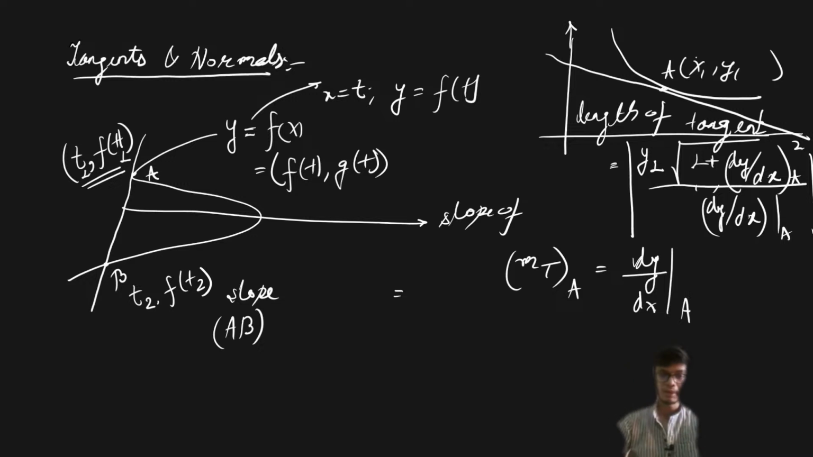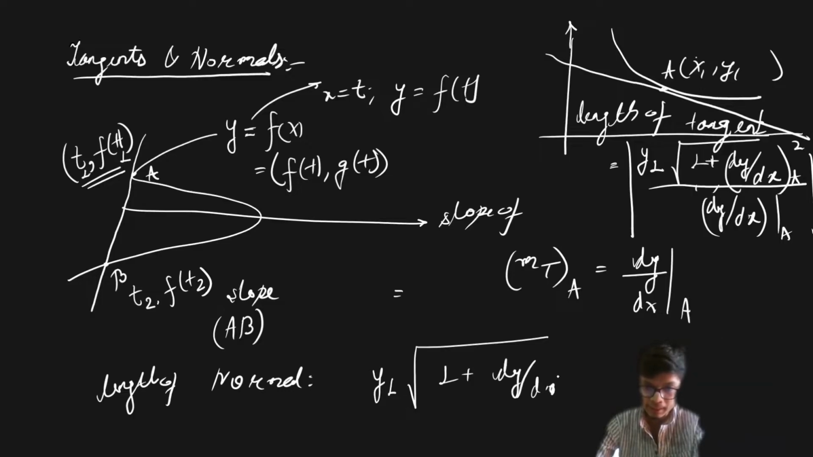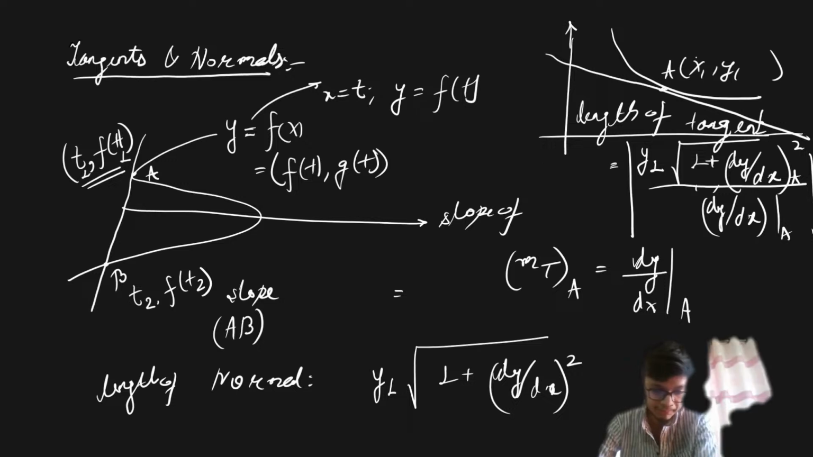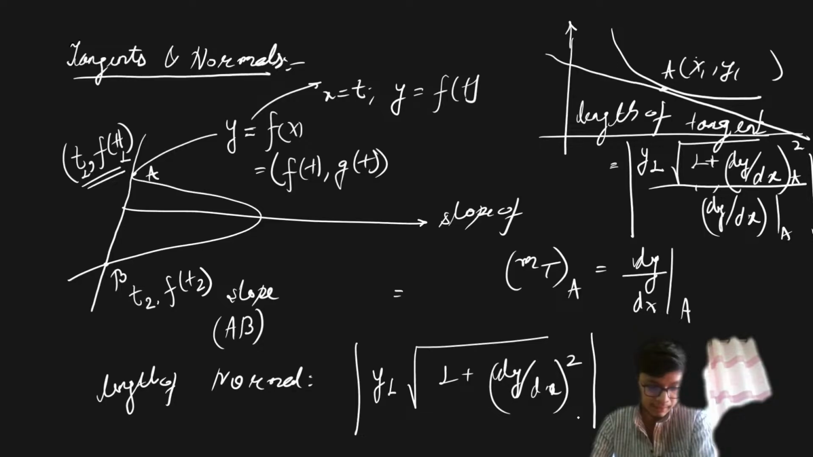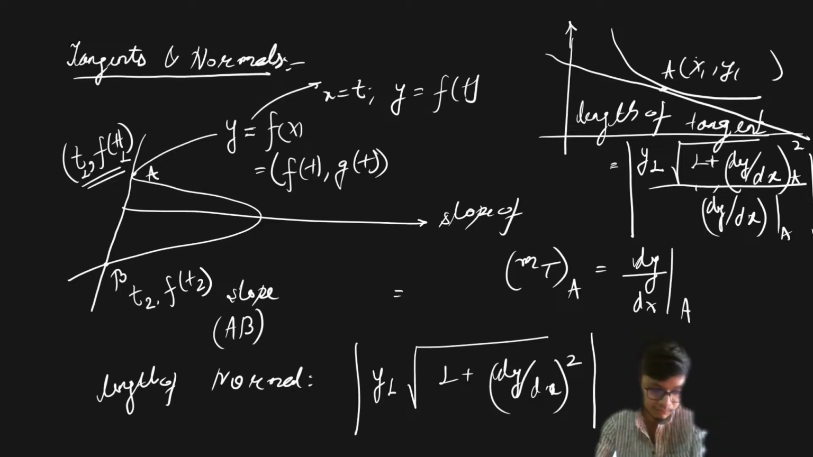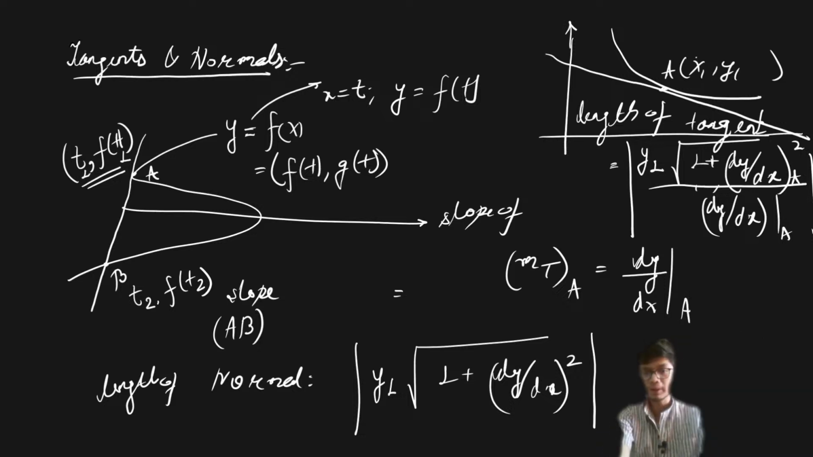And similarly, if you want to find out the length of the normal, the length of the normal can be given as y1 times the square root of 1 plus dy upon dx whole squared. That is going to be your length of the normal. I hope this particular part is clear to all of you. Now, one more important thing before we move to the next problem. I hope you have taken this part down.